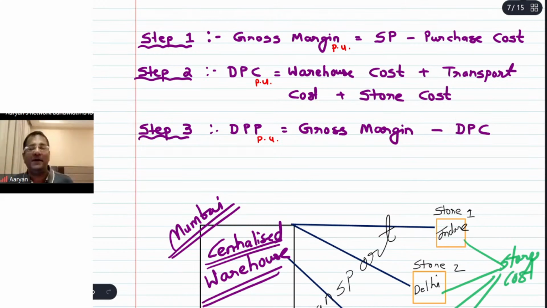Again, I am repeating. The denomination in which you are selling your product is known as unit of measurement, जिसके थ्रू आप अपना प्रोडक्ट बेचते हैं. So we are computing the gross margin on per unit basis. We are computing the DPC on per unit basis. When both this data have the same denomination, then only we can deduct step number 1 minus step number 2.